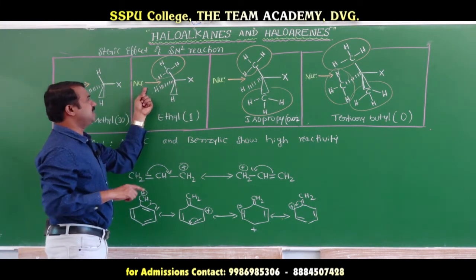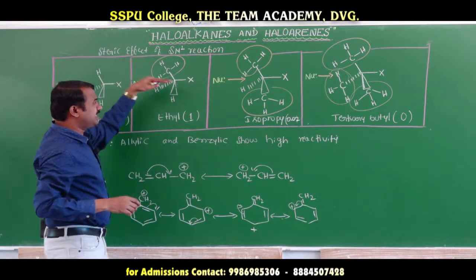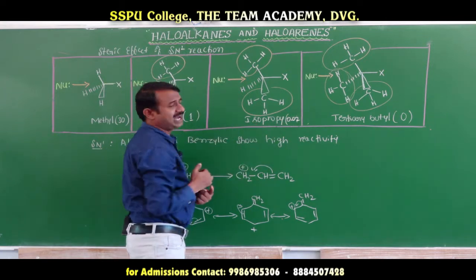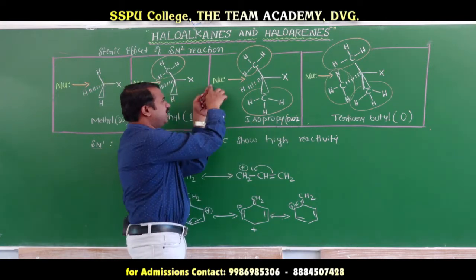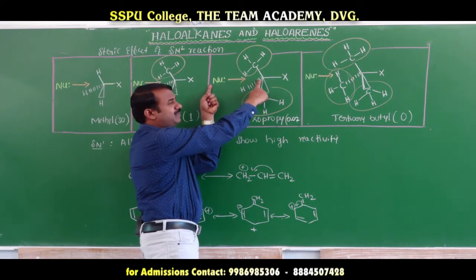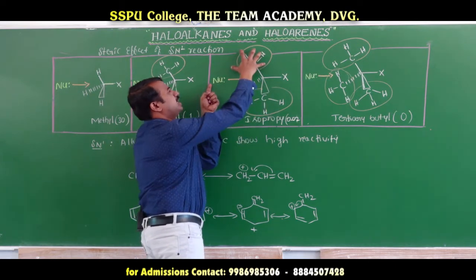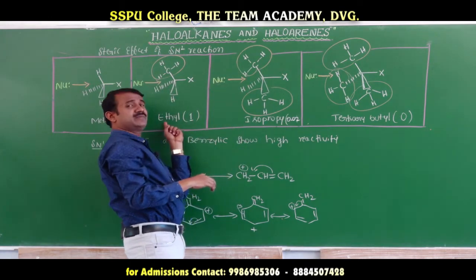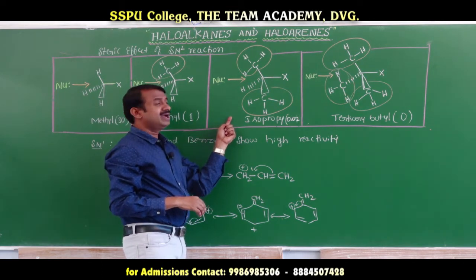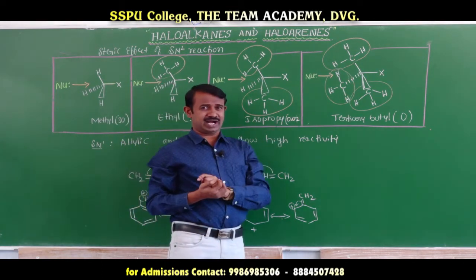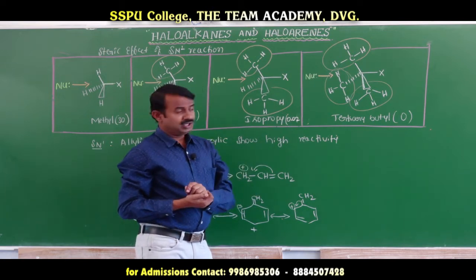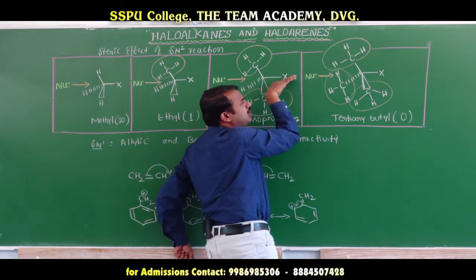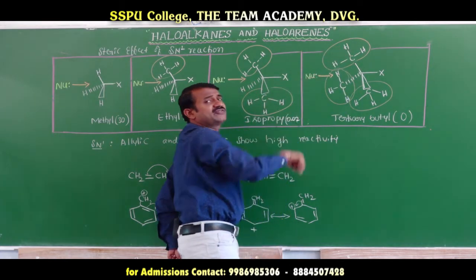Coming to the primary, this means one methyl group. When the nucleophile attacks a secondary carbon, that is isopropyl bromide or isopropyl halide, the nucleophile attacks the carbon opposite the C-X bond, but two bulky groups are there, so it is less easy compared to the primary. Coming to the tertiary butyl halide, three bulky groups are there, 1, 2, 3, CH3, CH3, CH3, and the nucleophile attacking from the opposite side is very difficult.